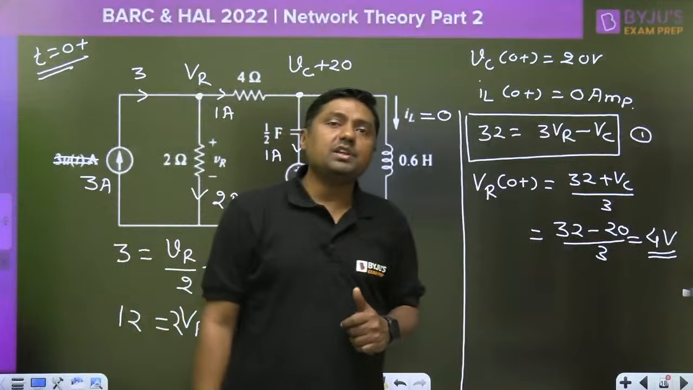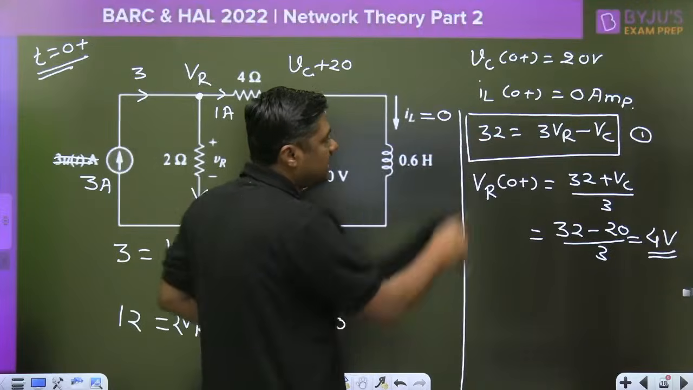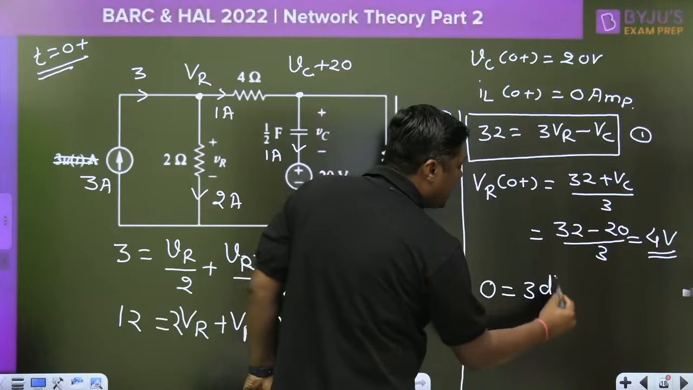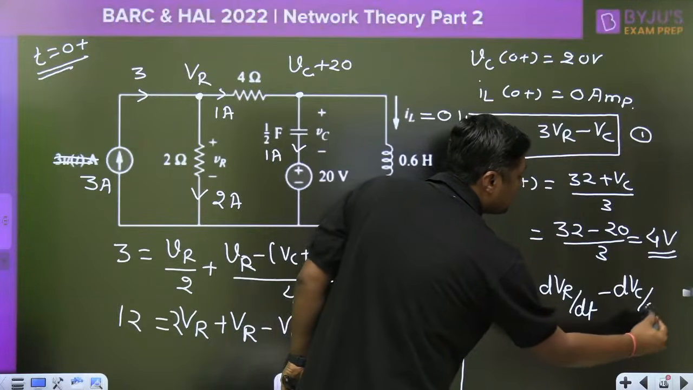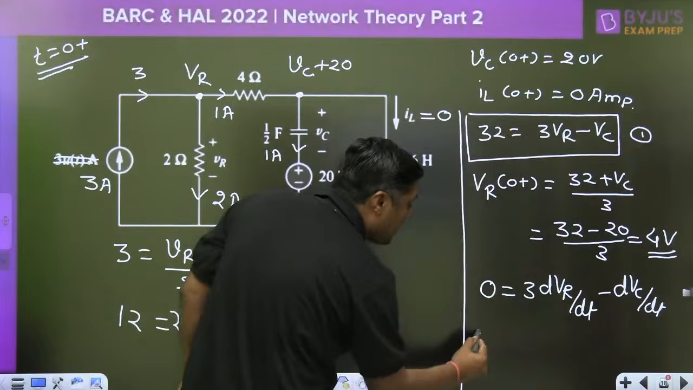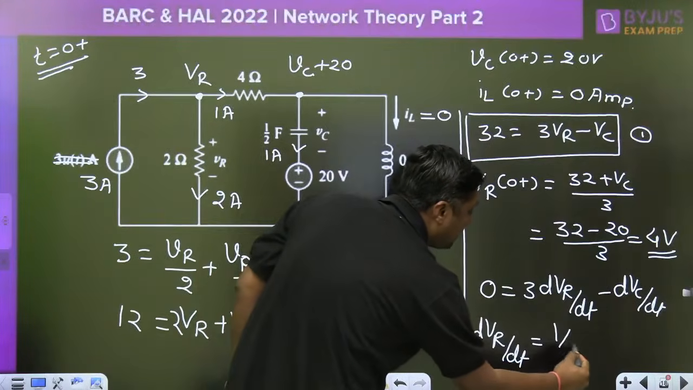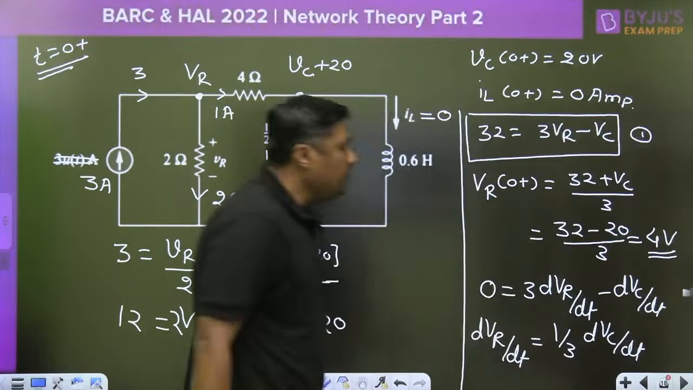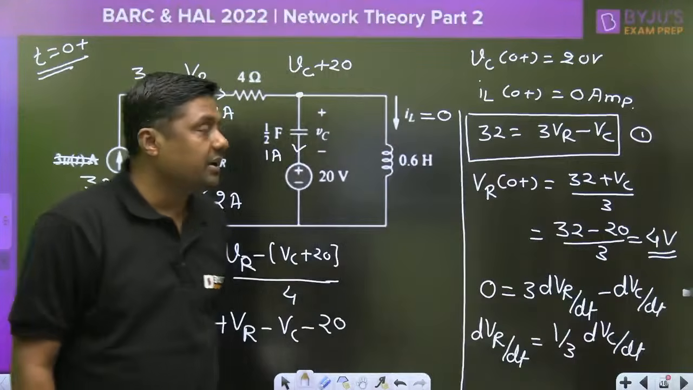Why am I calculating the initial current through the capacitor? Because when I am differentiating it, what will it become? 0 equals 3 dVR by dt minus dVc by dt. What is the dVR by dt? dVR by dt is nothing but 1 by 3 times of what? dVc by dt. But we do not have the value of dVc by dt.